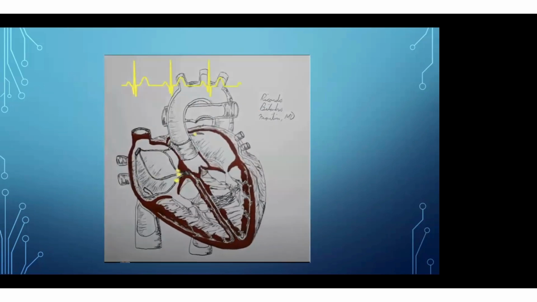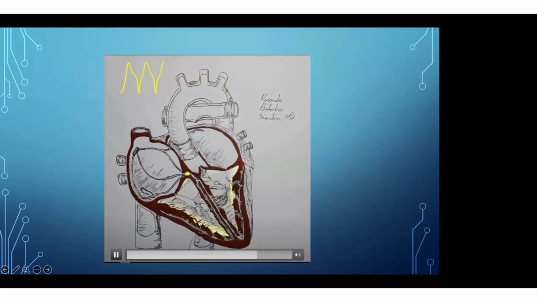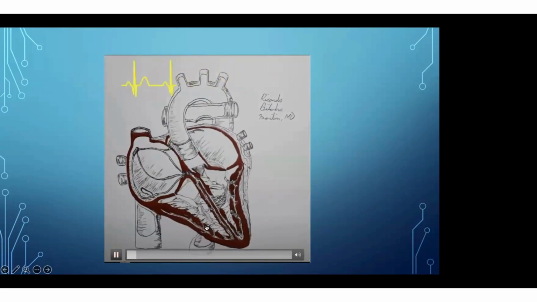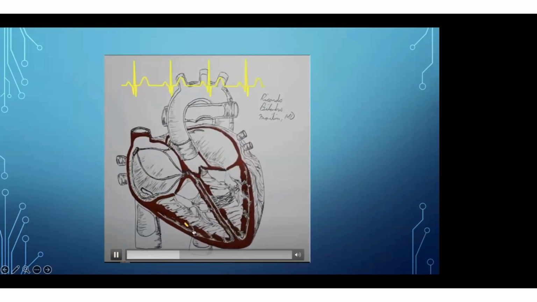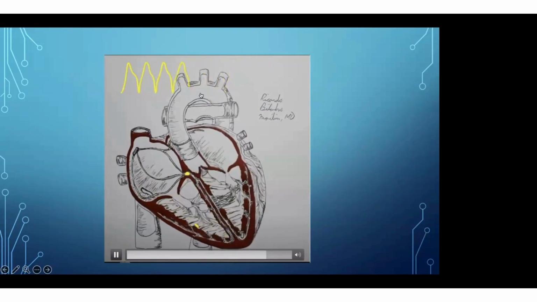activation pattern. You can see the SA node activates the AV node, but some area of the ventricle started firing autonomously, and it is activating the ventricle. Here, it is activating the ventricle entirely, causing wide complex tachycardia to run.